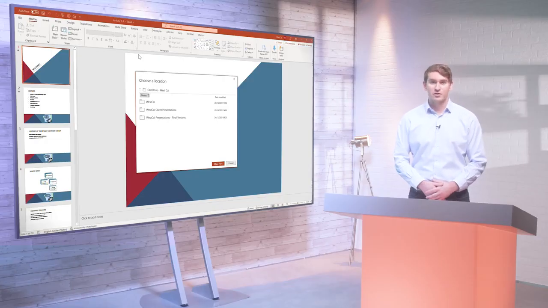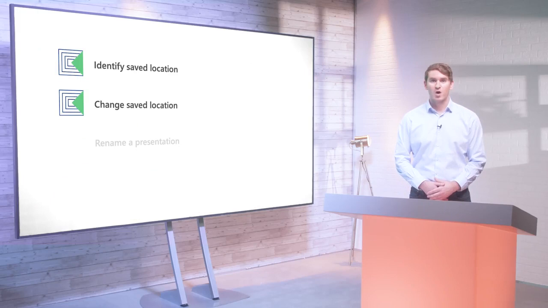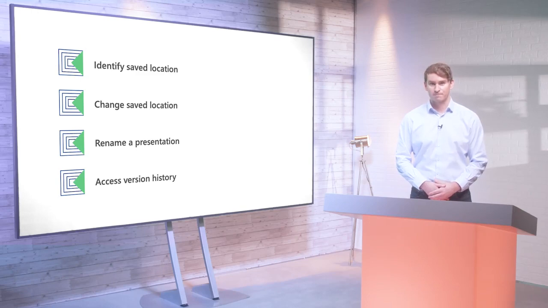When you make changes in PowerPoint files, you should know that the desktop version of PowerPoint is synced with PowerPoint Online. This means that any changes made in the desktop app are then reflected on the server. Here's a look at some of the features you can deploy in PowerPoint for desktop. Identify where a file is saved on the server, change a file's save location, rename a presentation, and access a file's version history to view or restore an older version.